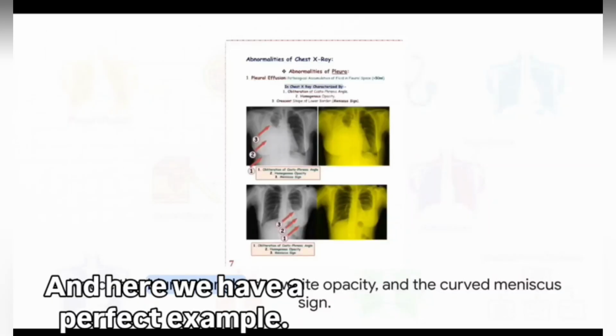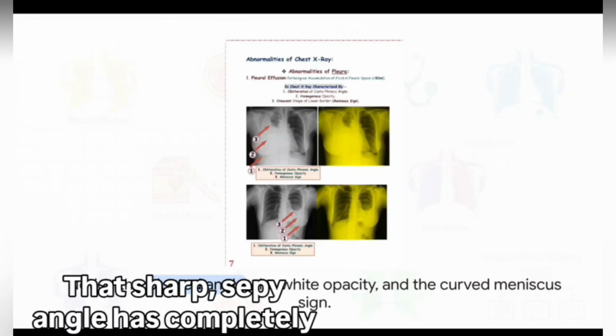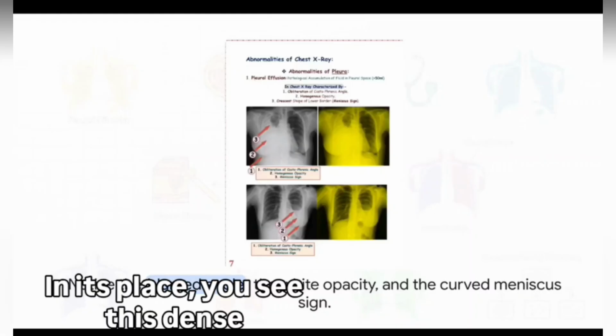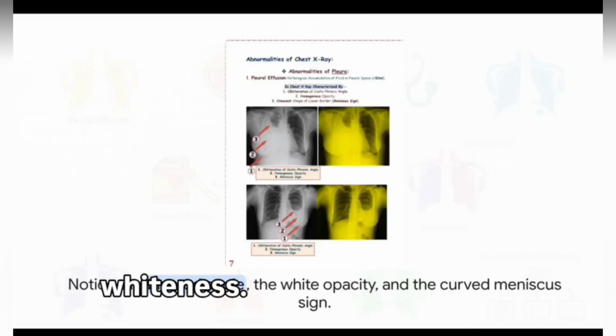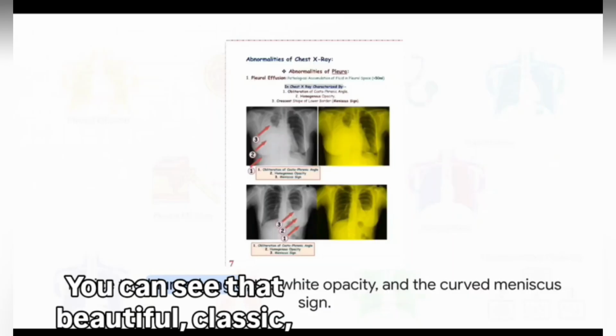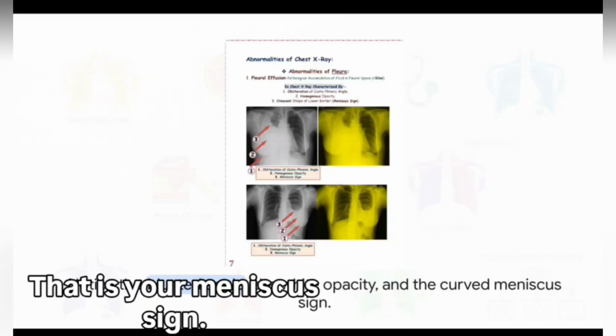And here we have a perfect example. See? That sharp CP angle has completely disappeared. It's blunted. In its place, you see this dense whiteness. Now, look closely at the upper border. You can see that beautiful classic curved shape. That is your meniscus sign.